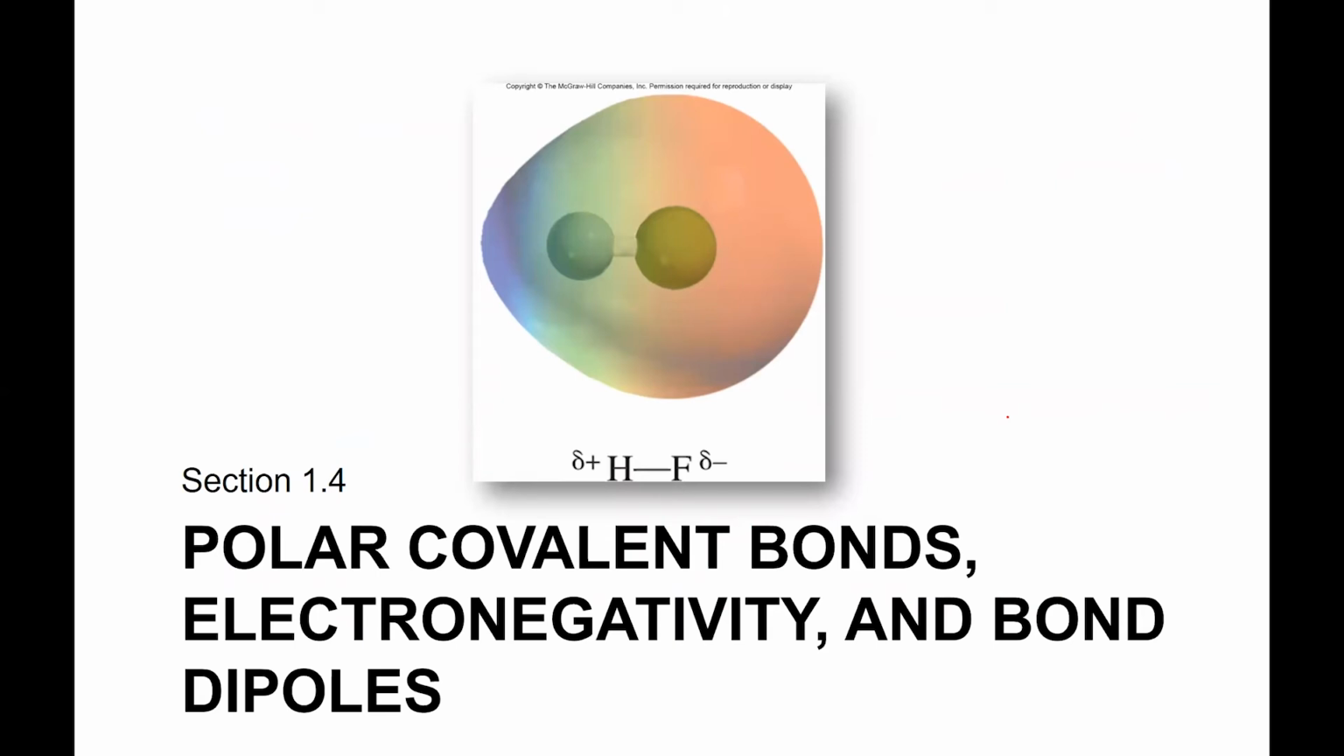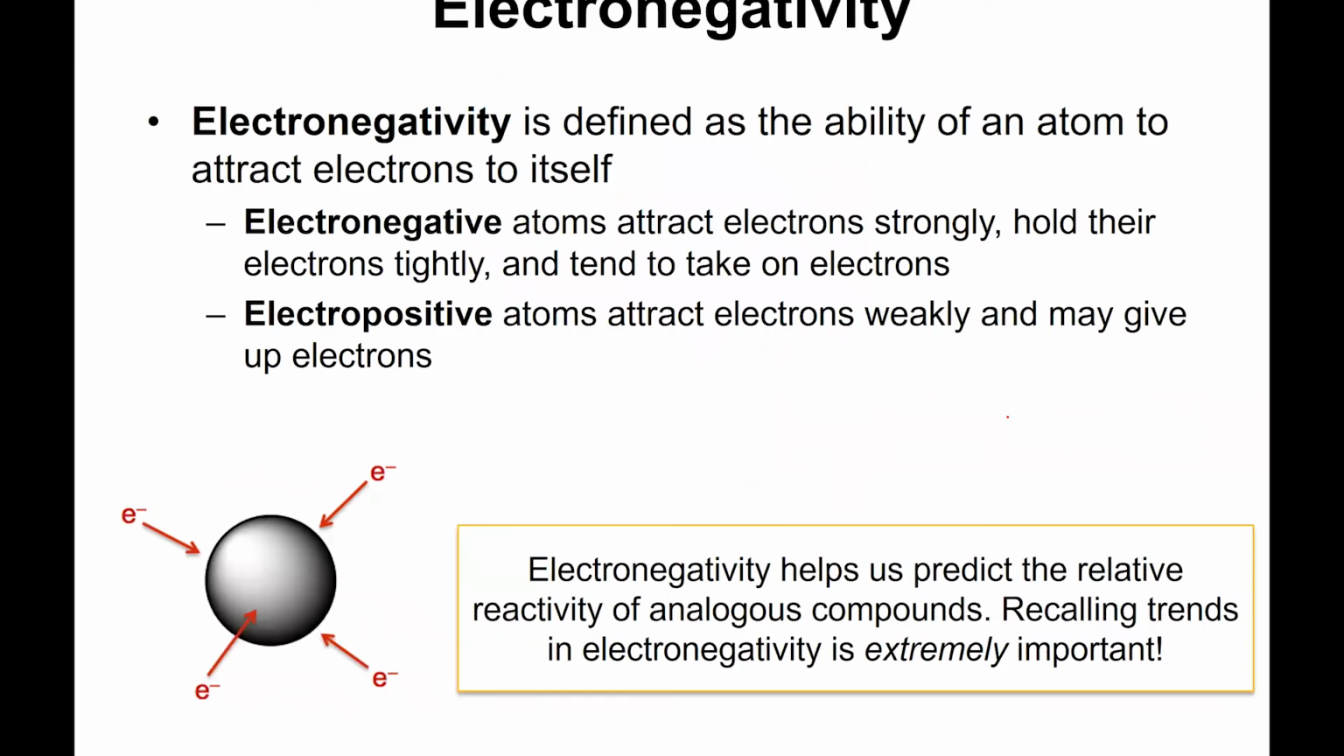Okay, moving on to polarity and electronegativity. Let's talk about those polar covalent bonds we brought up before. Remember that electronegativity is defined as an element's ability to attract electrons to itself. Things that are electronegative attract electrons strongly and they hold electrons tightly. And sometimes they tend to take electrons. Electropositive atoms attract electrons weakly and they may give up electrons.